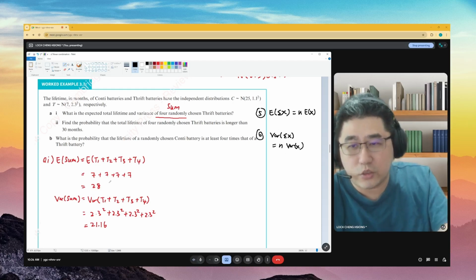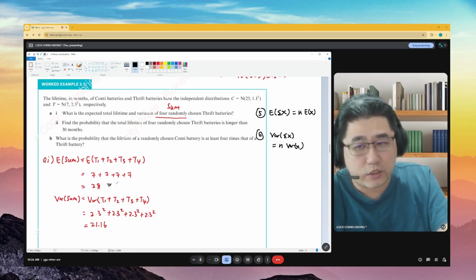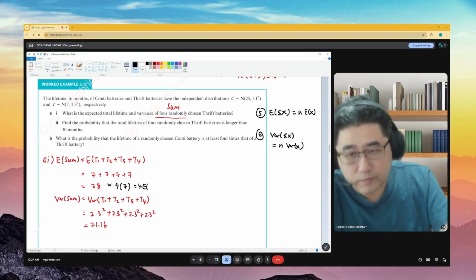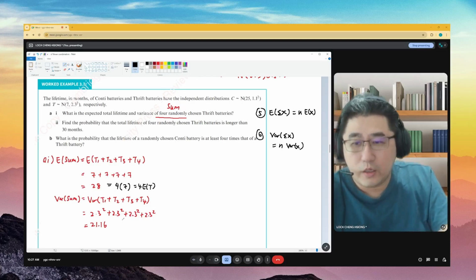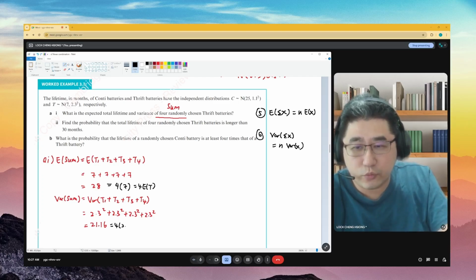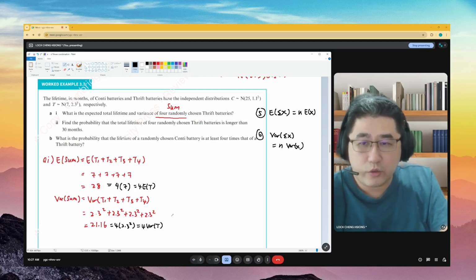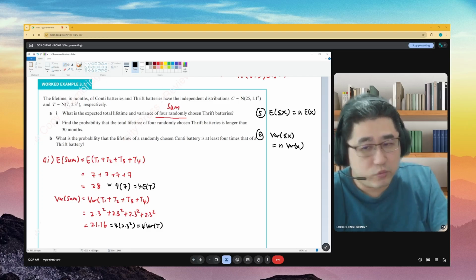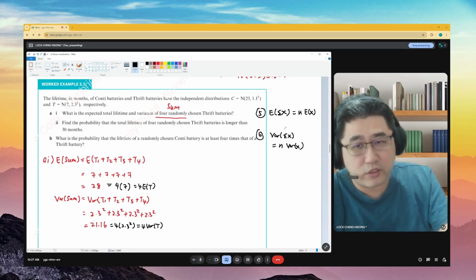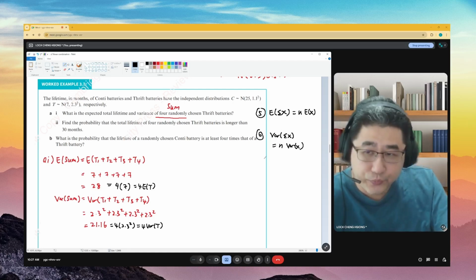And as you can see from here, this 28 is actually 4 times of the 7, which is 4 times of expected of T. And this 21.16 is actually 4 times of 2.3 square, which is 4 times of variance of T. So the 4 here has no square, because it's in the form of sum, not multiple.